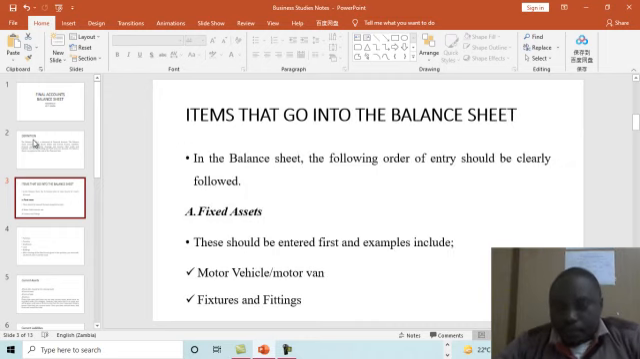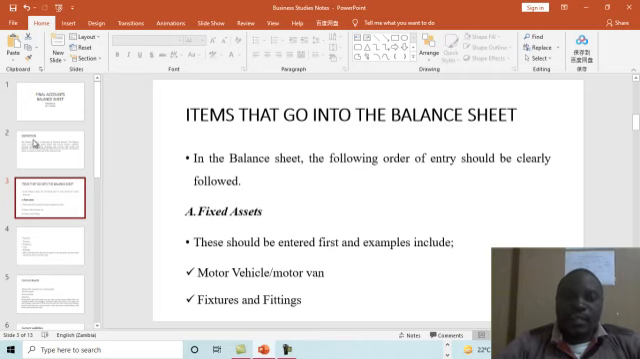Now, we need to know what then goes into the balance sheet. Now that we have given a definition of what a balance sheet is, you need to know what items go into it. We have, firstly, the fixed assets. So when you are making entries in the balance sheet, you need to begin with fixed assets. Enter all the fixed assets that you have been given in a question.